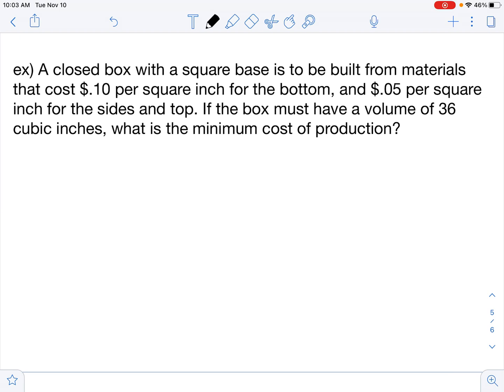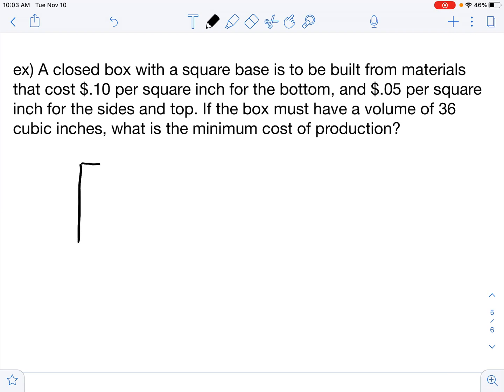What's the minimum it's going to cost us to have a box with a square base that costs 10 cents per square inch for the bottom and 5 cents per square inch for the sides and top? Maybe the bottom's made of a more rugged material. Maybe that's why it costs more. Who cares? Okay, whatever. But let's see if we can figure this out, okay? Because this is a doozy.